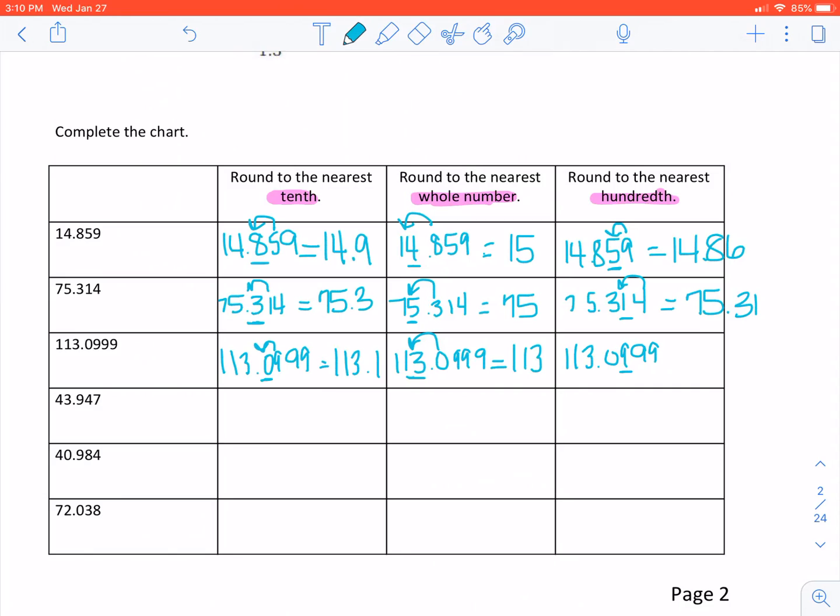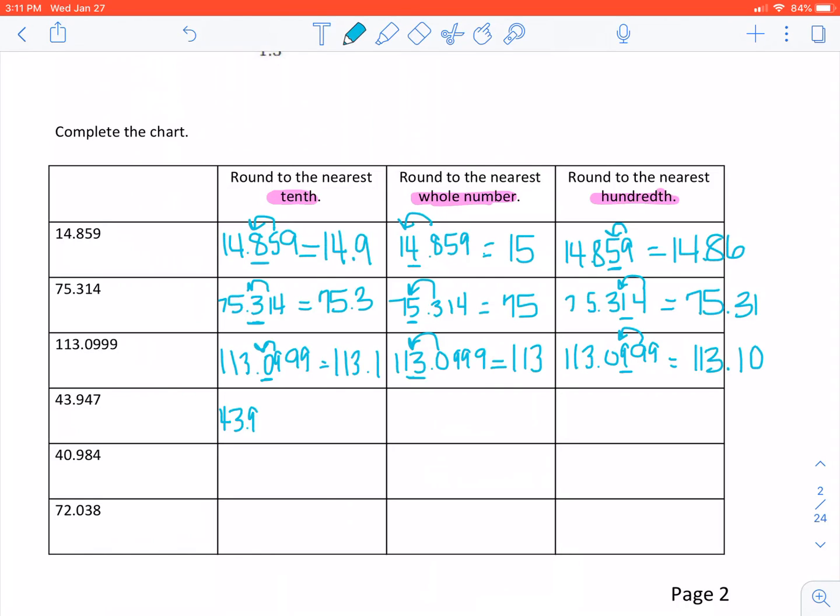The first 9 is in the hundredths place value. The second 9 tells it to go up, but you can't go up anymore. So what has to happen is we have to go to the next number, that 0, and make that number go up to a 1, but you still need a 0 in the hundredths place value because you're rounding to the nearest hundredth. Don't forget that 0.